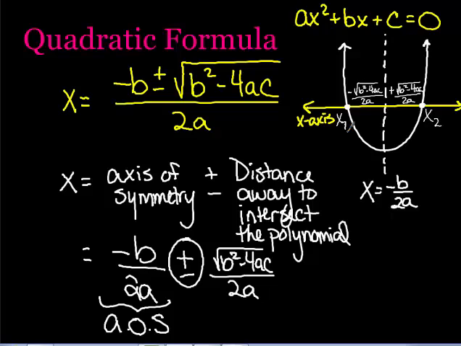Now, this in no way means that our value is negative or positive. Sometimes they'll both be negative, sometimes they'll both be positive, and sometimes it'll be one of each. It really just depends on what our graph looks like.